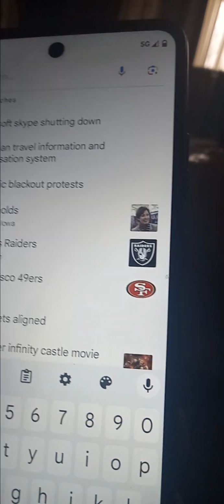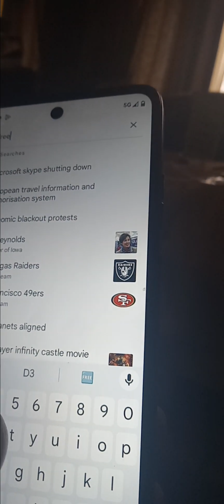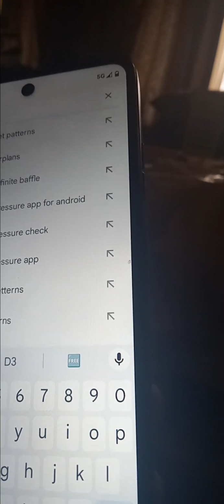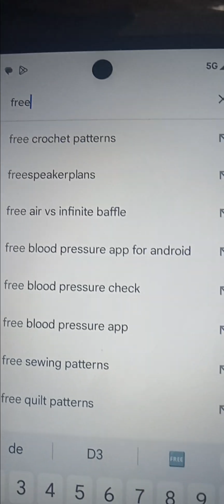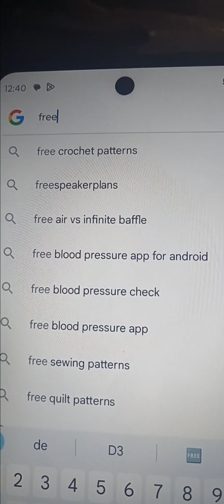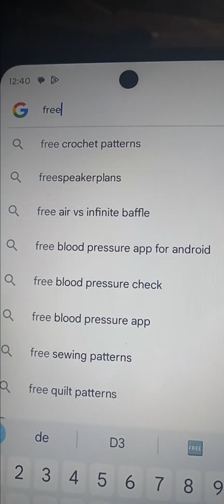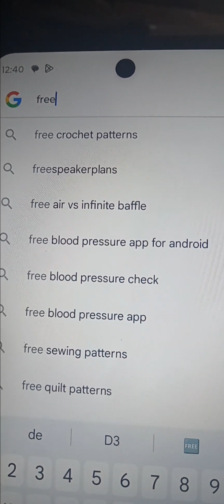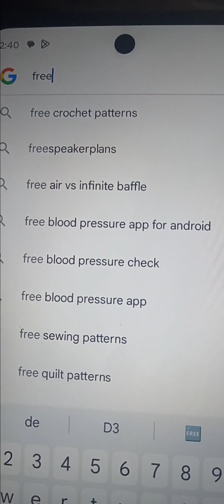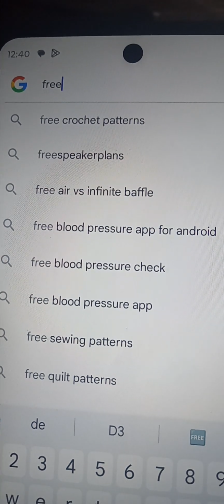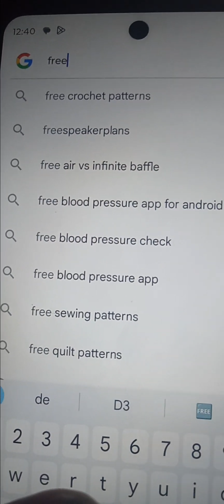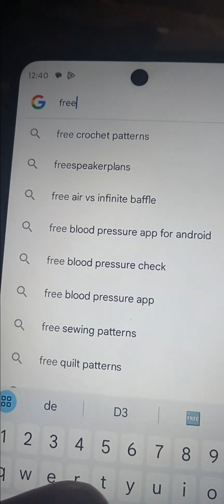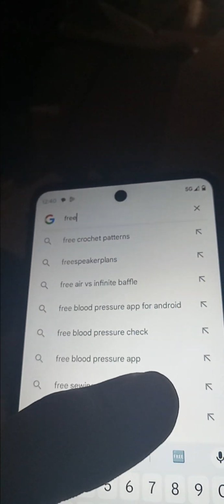Kim Reynolds, Las Vegas Raiders. San Francisco. Built patterns. Free blood pressure app for Android. What? Free blood pressure app. That's like Heart Tracker. Free blood pressure check. Free sewing patterns, huh? Blood pressure.